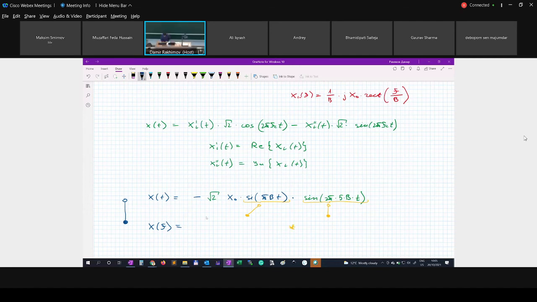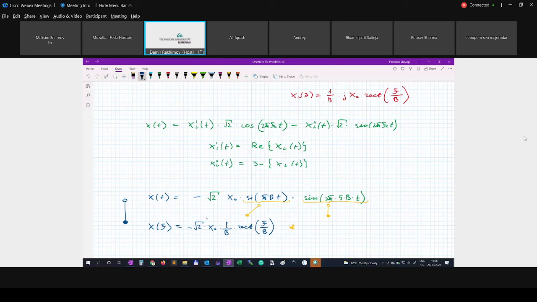For the first part, we have a scalar that we shouldn't forget. It will be square root of 2 times x0. Then for the psi function, we already have it because we did it before, and the result will be 1 over b times a rectangular pulse of f over capital B.